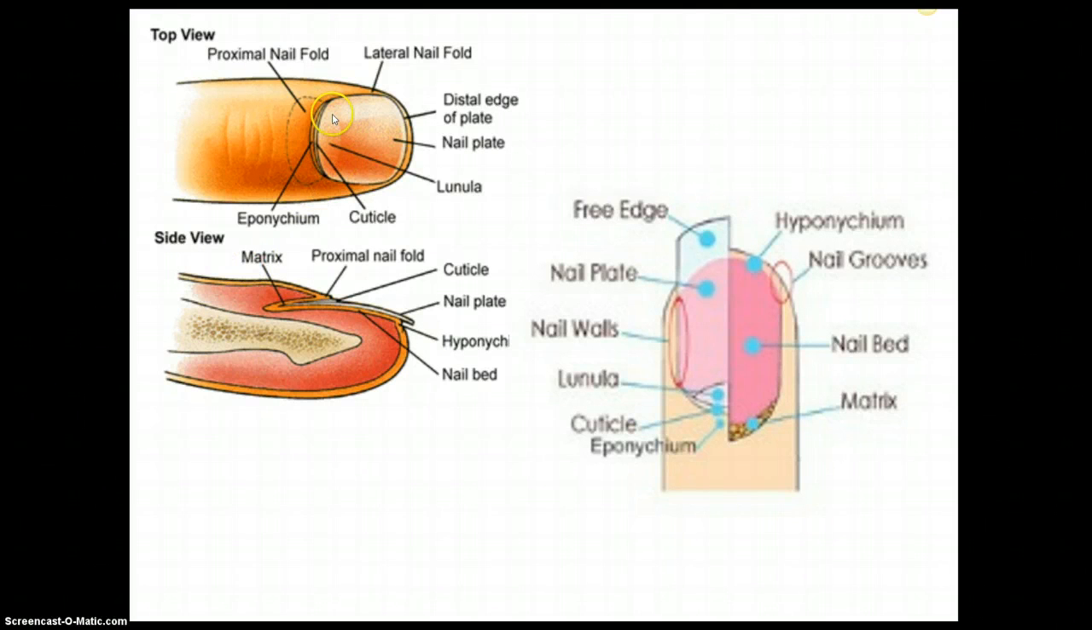So again, eponychium is part of the cuticle. You got your nail plate or your nail body, lunula. You got your edge of the nail. Actually, I have the hyponychium, the flesh which closes underneath the nail. But really, all you need is the free edge, the nail plate, the nail body rather, the eponychium, your nail matrix which produces the nail, the bed underneath the nail body, and the lunula.